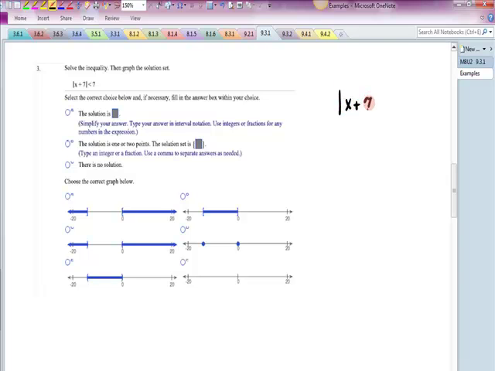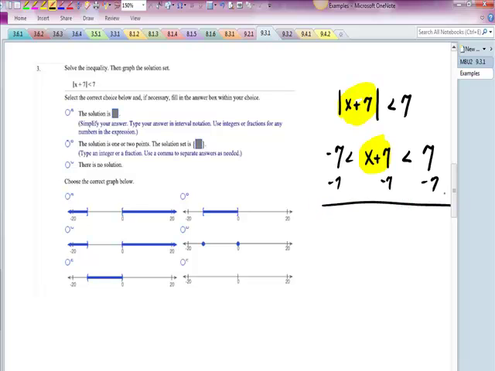Absolute value of x plus 7 is less than 7. This 7 is a -7 over here and a +7 over here. What goes between the symbols is this, and it goes between the negative and the positive. To solve this inequality, I need x by itself in the middle, so I'll subtract 7 from all three parts. That gives me negative 14 is less than x, which is less than 0.